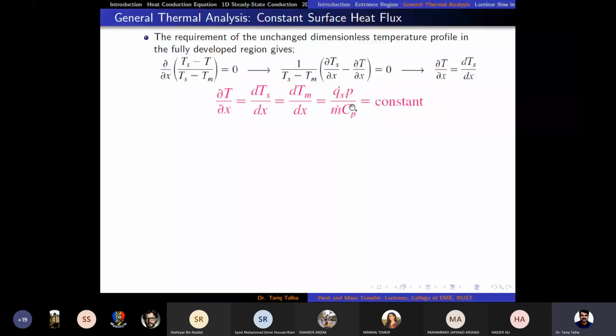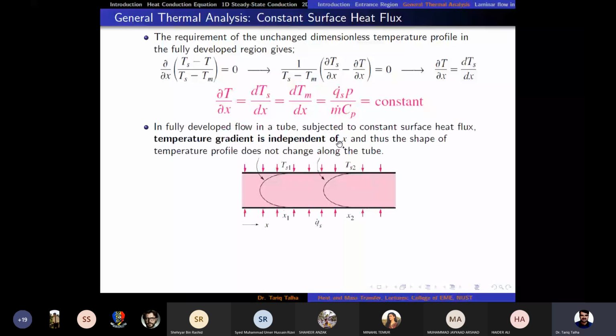So now we have said that it is a constant value because q dot s is also constant, the parameter is constant, m dot cp. You can see it here in the figure: in the fully developed region in a pipe which is subjected to constant surface heat flux, the temperature gradient is independent of x, which means it would have a constant value of temperature gradient, right?